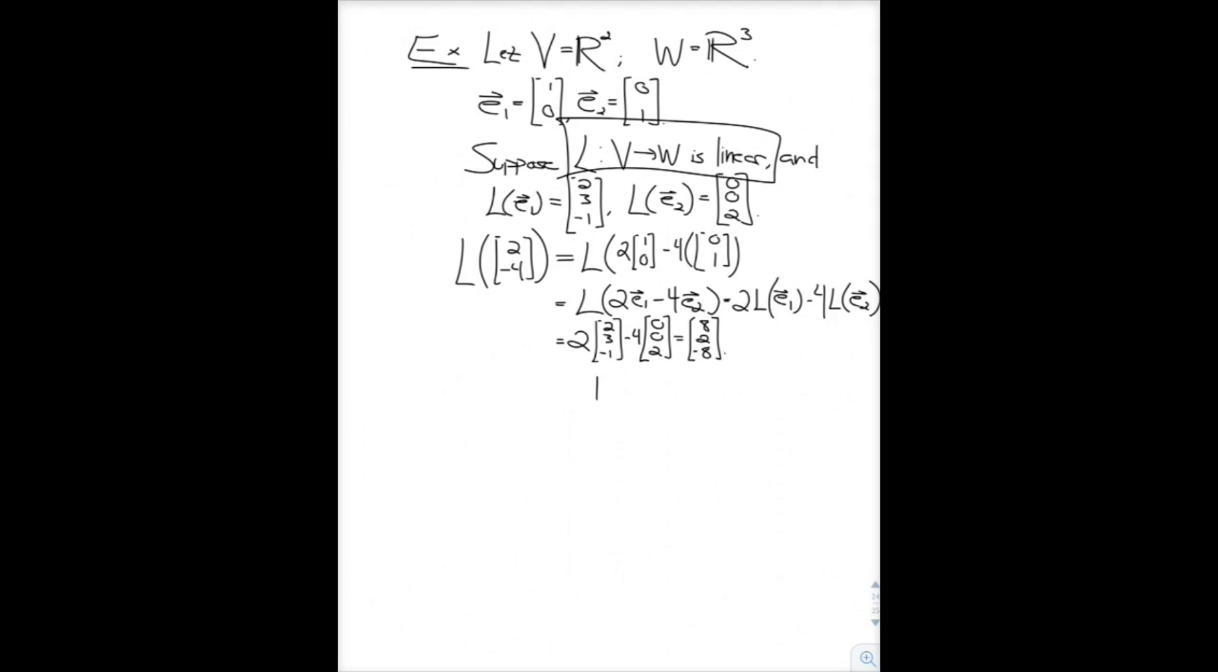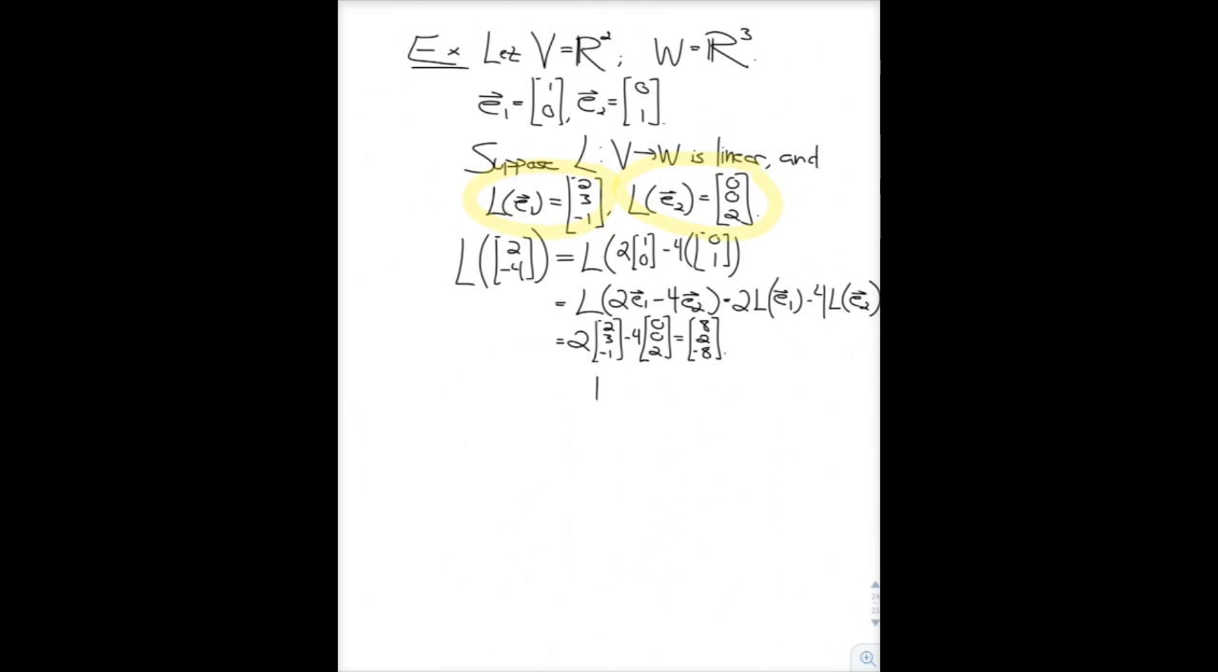And let's suppose further that we don't know what L does on an arbitrary vector, but we do know what L does to these two basis vectors. We know that L maps E1 to (2, 3, -1), and L maps E2 to (0, 0, 2). I don't know why you wouldn't know what else L does except for the basis vectors, but that's the strange game we're playing for this example, that we are only given this information.